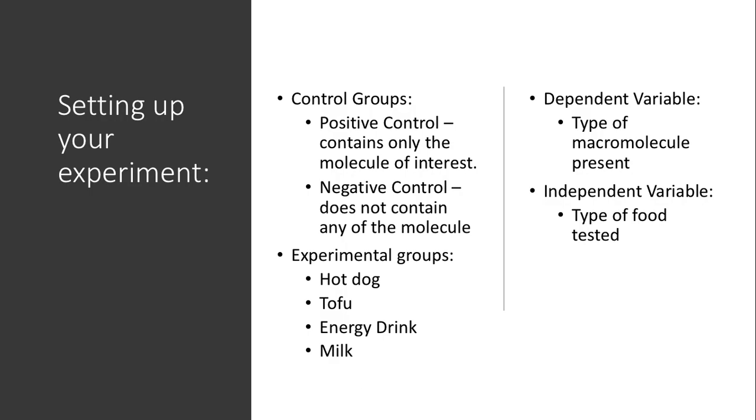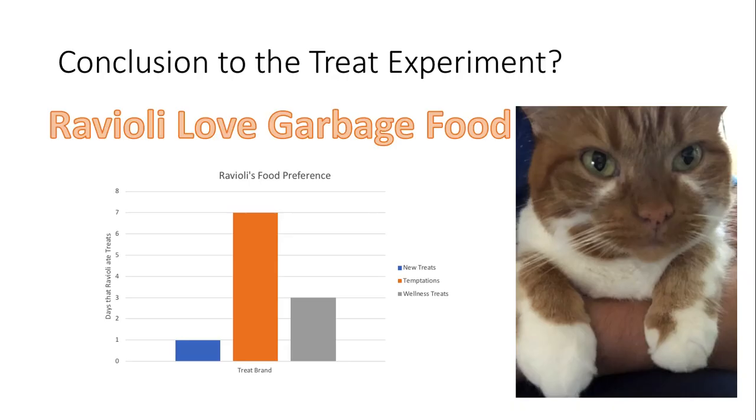So what was the conclusion, though, to ravioli? Ravioli loves garbage food. She's never going to change. Accept her for what she is, please. So for 1 week with each of the treats, we gave her those treats only. So we have over in our legend our new treats. Out of 7 days, how many days did Ravioli eat that treat? 1 day out of 7. She would rather starve than eat healthy food.